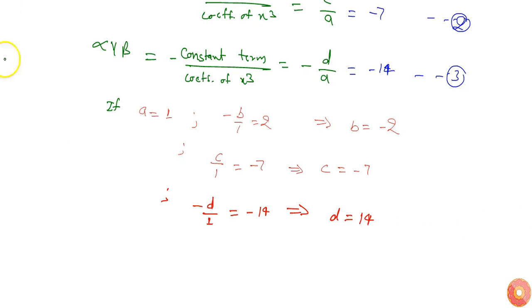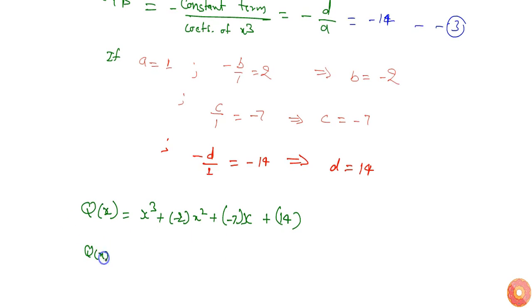So our cubic polynomial will be ax³, so the value of a is 1, so x³ plus bx², so the value of b is minus 2, so I can write minus 2x² plus cx and plus d. So Q(x) will be x³ minus 2x² minus 7x plus 14. This will be our answer.